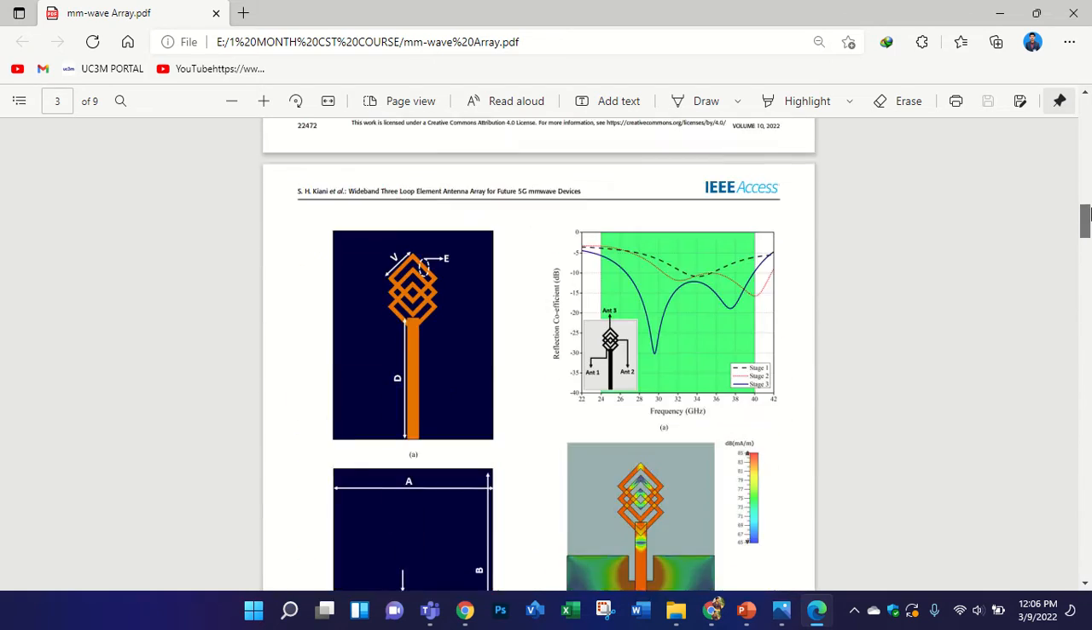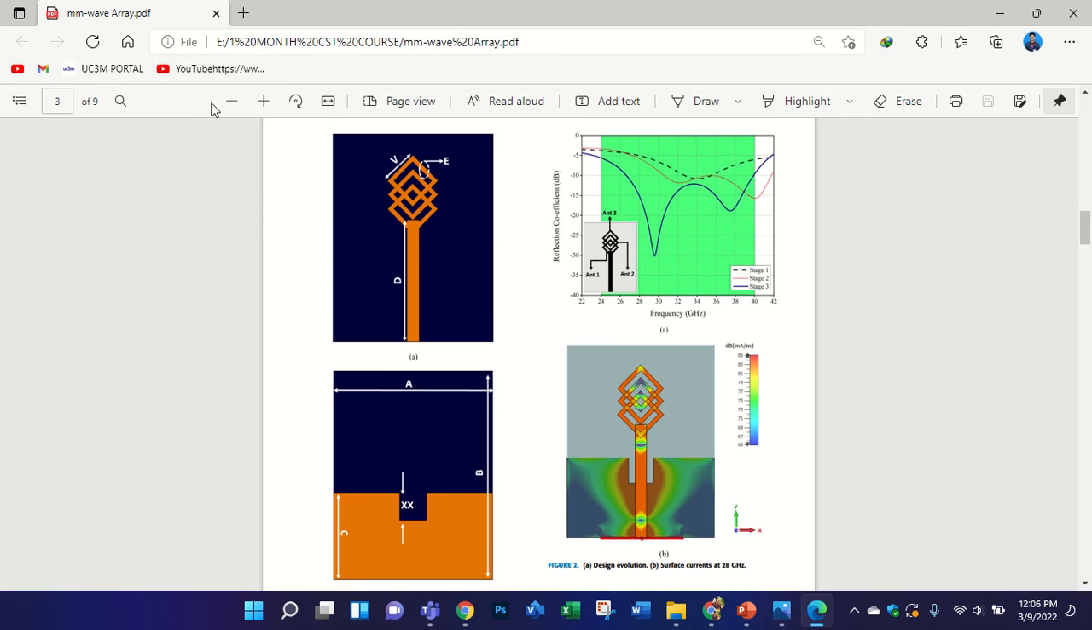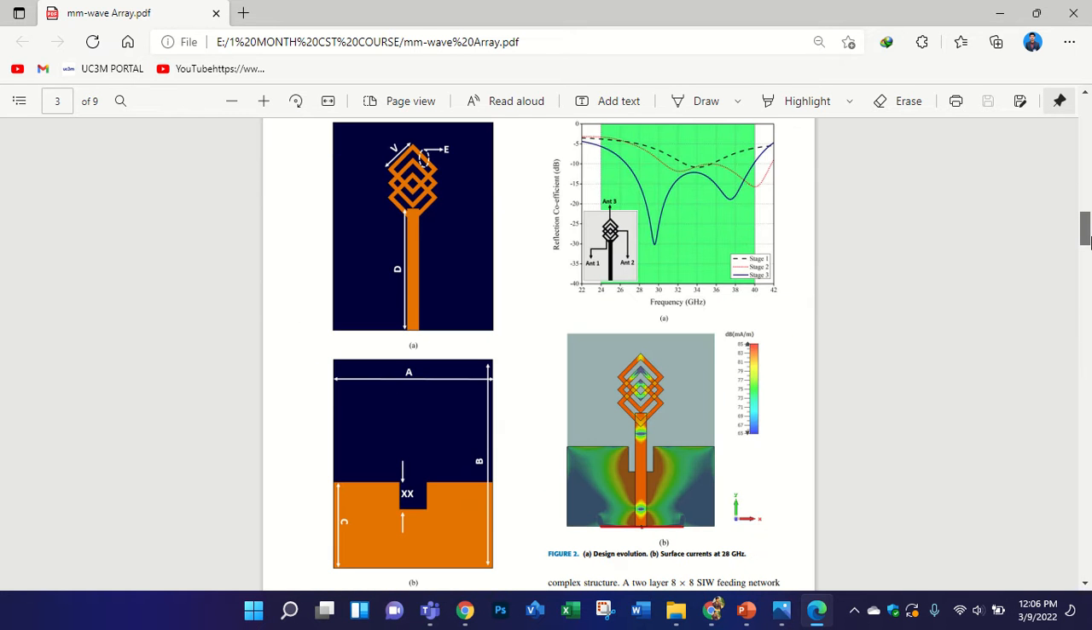Let's start with this design first, and then we will convert it into a MIMO antenna array. Also, in this paper they have converted it into an array, but if you want, you can convert this antenna into MIMO, or maybe create a 2 element antenna array and then convert it into MIMO.